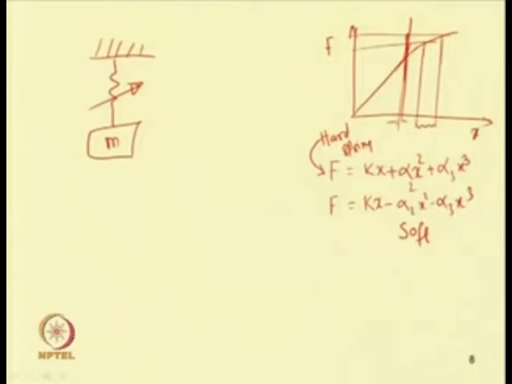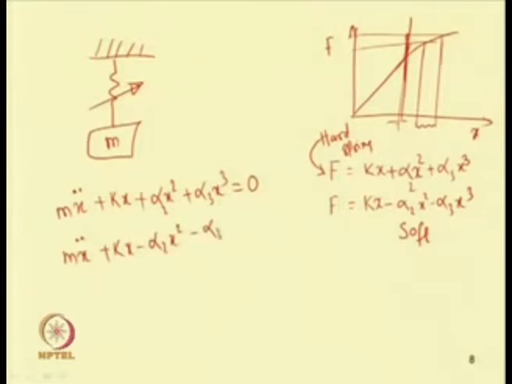So, either by taking a soft spring or hard spring, the equation of motion for the system can be written in this form, that is m x double dot plus k x, this is the linear part, plus alpha 2 x square plus alpha 3 x cube. As no external force is acting on the system, this will be equal to 0. Similarly, for the soft spring we can write m x double dot plus k x minus alpha 2 x square minus alpha 3 x cube equal to 0.